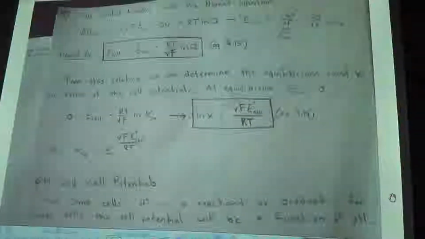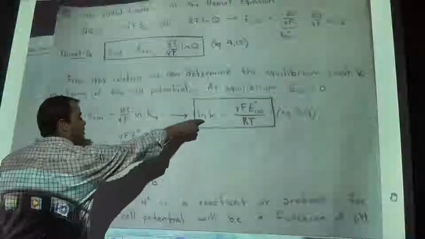So at zero cell potential, that's the spot where the cell has stopped moving. It's at equilibrium value. It's pushing with equal force in both directions. We set E cell to zero and do a little manipulation, and we come up with this equation. Natural log of KEQ is VFE over RT. It's equation 9.17 in your book.